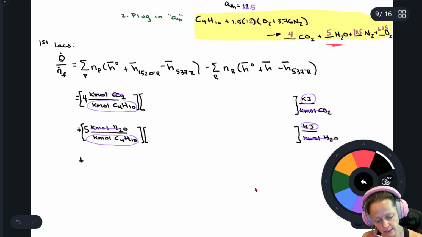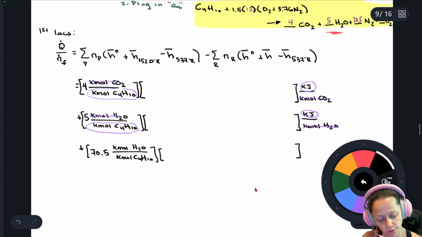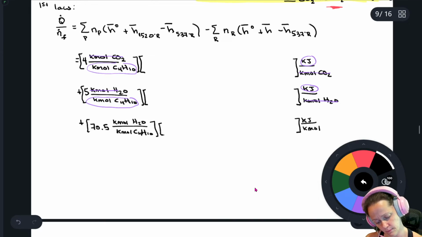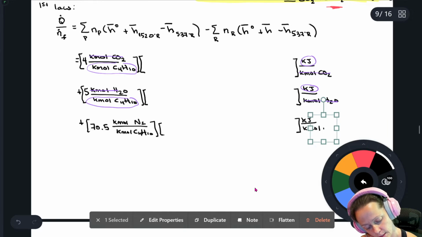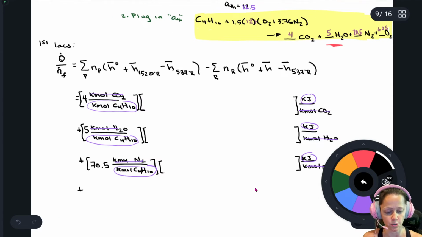Plus, I got another product there. I've got 70.5 kilomole of water per kilomole of fuel C4H10, right? And then I'm going to multiply by a whole bunch of H values here. So this is kilojoules per kilomole of, oh, I'm sorry. This is not water, this is nitrogen. Just got to be patient with me. I'll eventually get there. All right. Of course, that and that cancel out. And that's left. And then I have one more of those product terms left, and that's the oxygen.